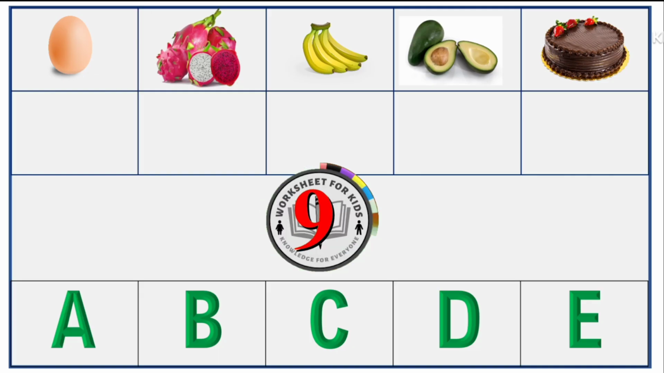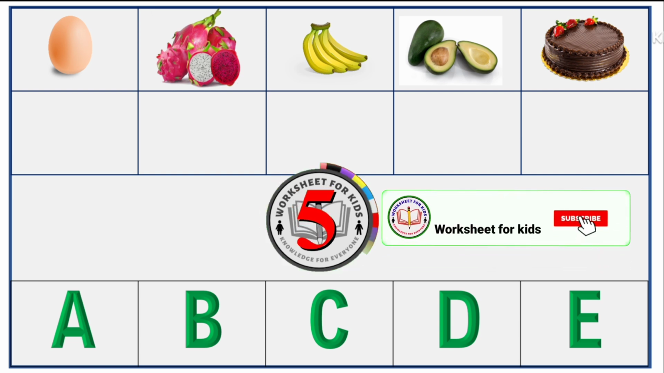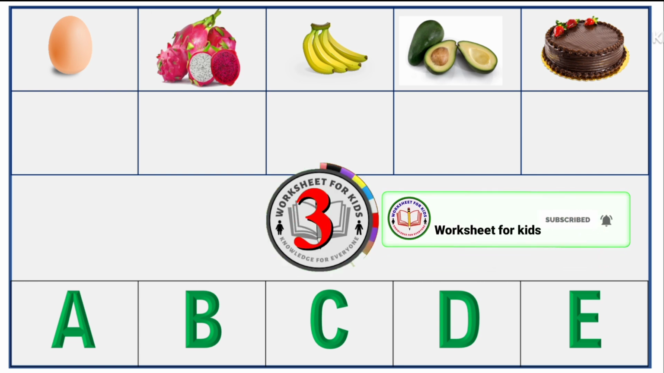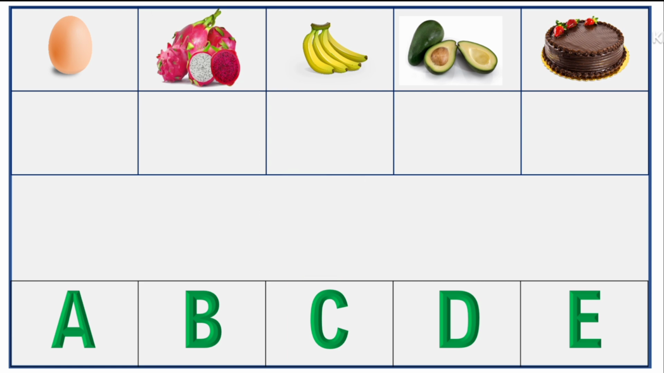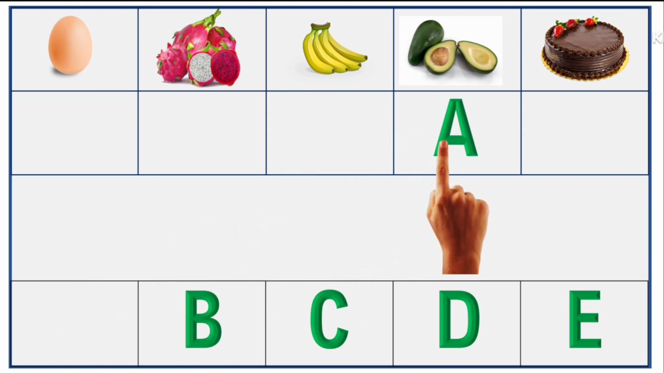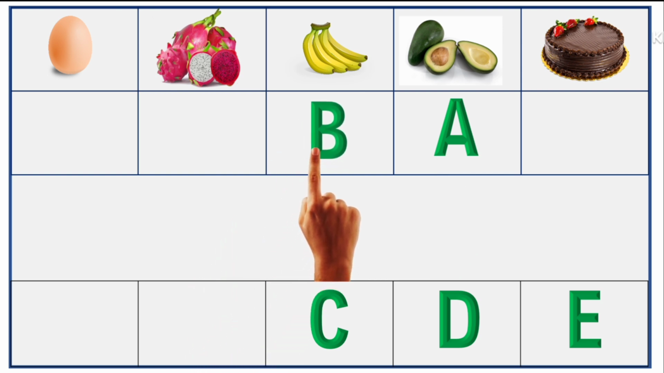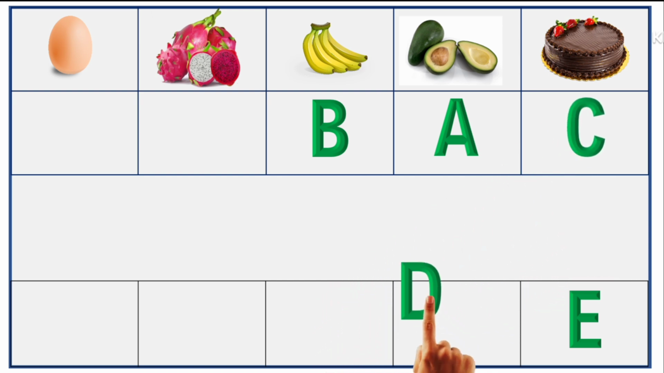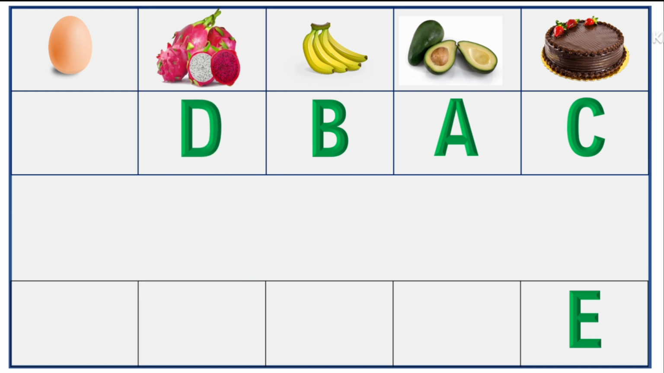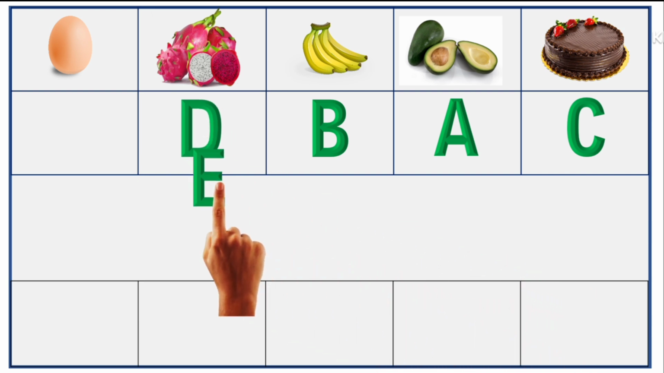10, 9, 8, 7, 6, 5, 4, 3, 2, 1, 0. A for avocado. B for banana. C for cake. D for dragon fruit. E for egg.